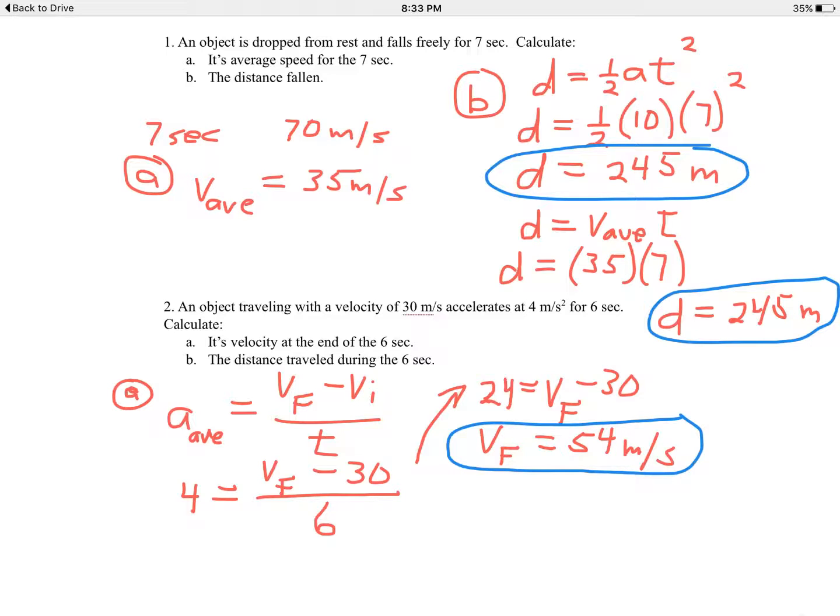All right, but part B here, the distance traveled during the 6 seconds. So in part B, let's see if I can squeeze it in here. Part B, all right, it says find the distance traveled. Now, the equation d equals 1/2 at squared assumes you start from rest, so you cannot use that equation in this particular problem. So what we do need to use in this problem is v average equals distance over time, or displacement over time. I'm going to go to the next page to finish this problem off.